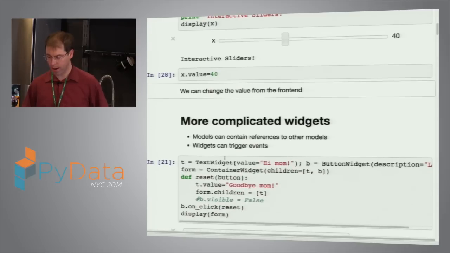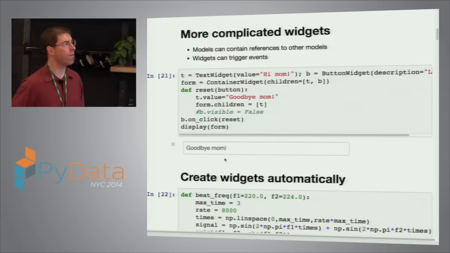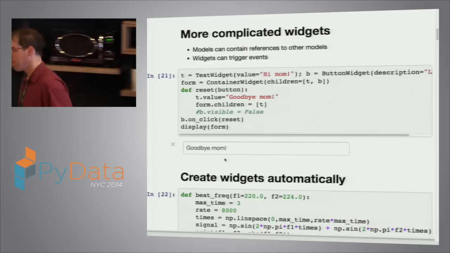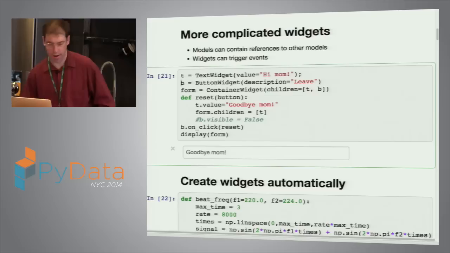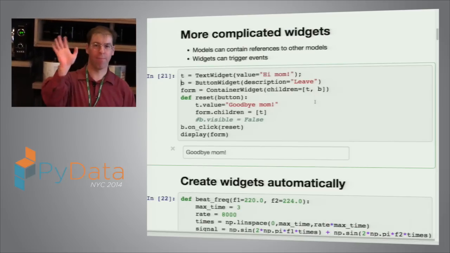So we have more complicated objects, widgets. Widgets can contain references to other widgets, and widgets can trigger events. So here's an example. I'll even put this on the next line. We're going to create a text widget. It says, hi, Mom.